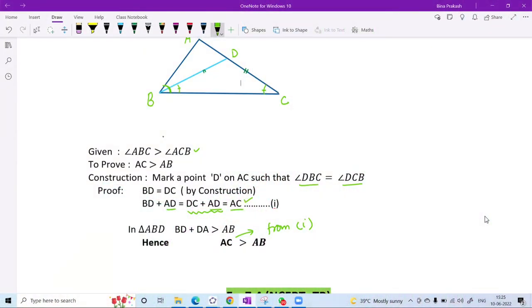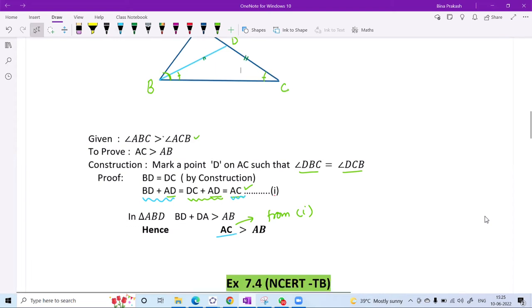In triangle ABD, we find that the sum of two sides, BD and DA, is greater than AB. This is the first thing that we started with: the sum of two sides of a triangle is greater than the third side. Now BD plus AD is nothing but AC. So I replace BD plus AD by AC, from equation 1. So we have the inequality AC is greater than AB.